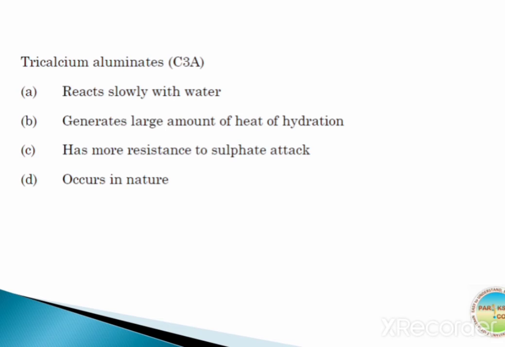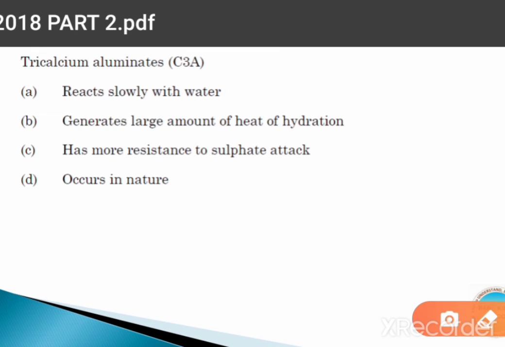Next question is: tricalcium aluminate, denoted as C3A, reacts slowly with water, generates large amount of heat of hydration, has more resistance to sulfate attack, occurs in nature. The correct answer for this question is B, generates large amount of heat of hydration, and it is a constituent of Bogue's compound.